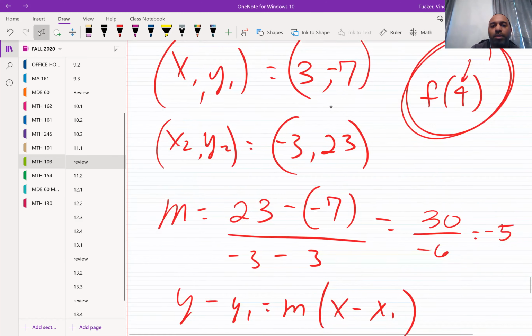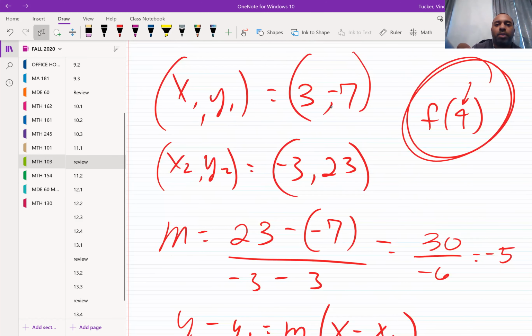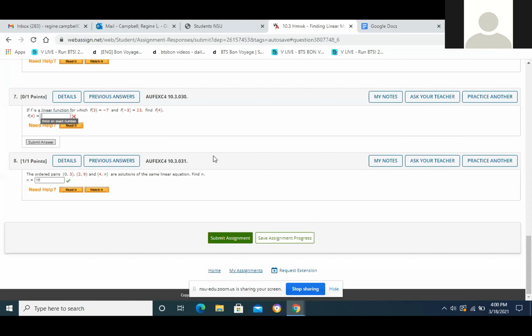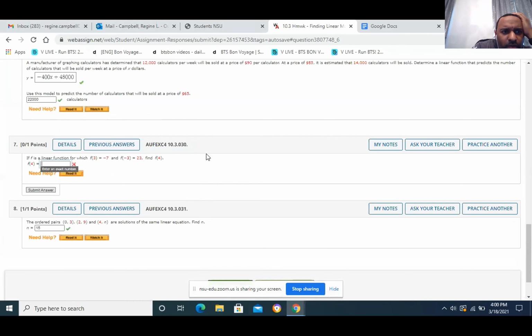Share your screen again. Let me see what you got going on. I'm gonna stop my share. Okay. Probably something small, just like last time. You see it? We got 3, negative 7, and negative 3, 23. You want to find 4. And you said negative 52 was not right. So you put in negative 52 again. Let's see what happened.